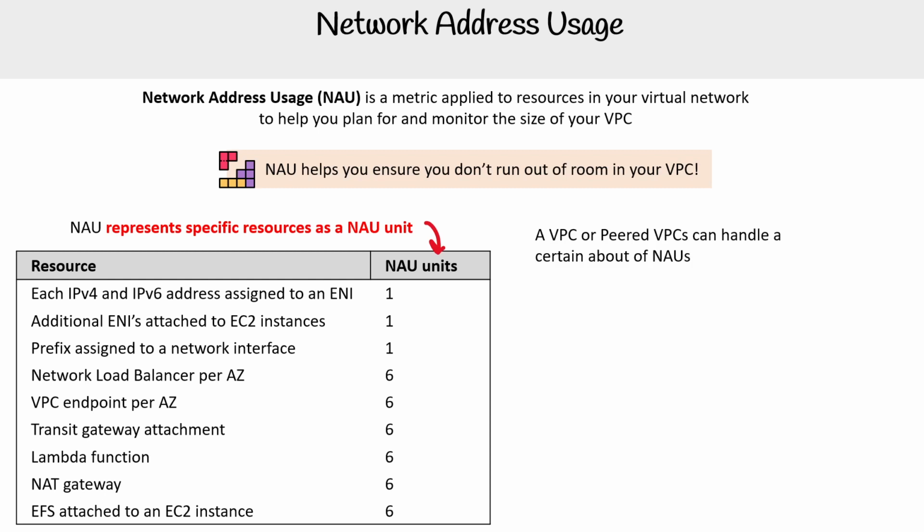A VPC or peered VPC can handle a certain amount of NAUs. So understand this is also going to change based on peering. For the NAU limit, you have 64,000 NAUs.